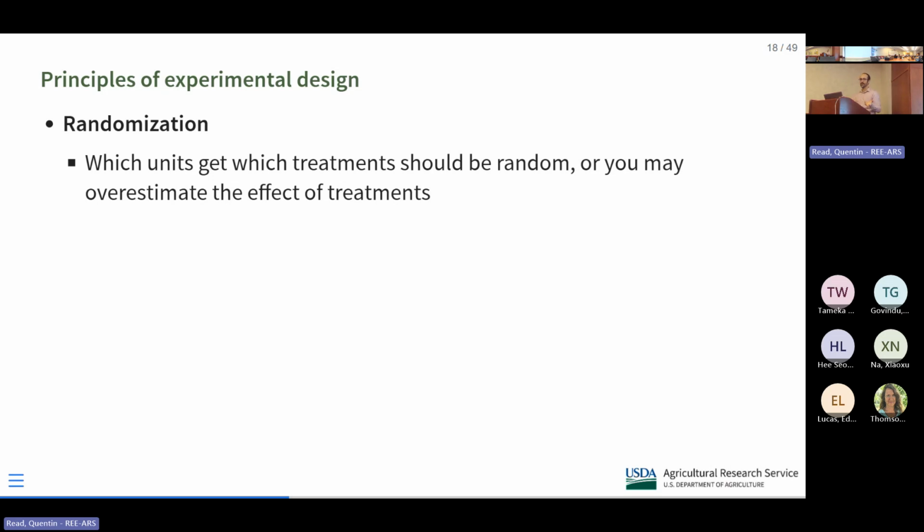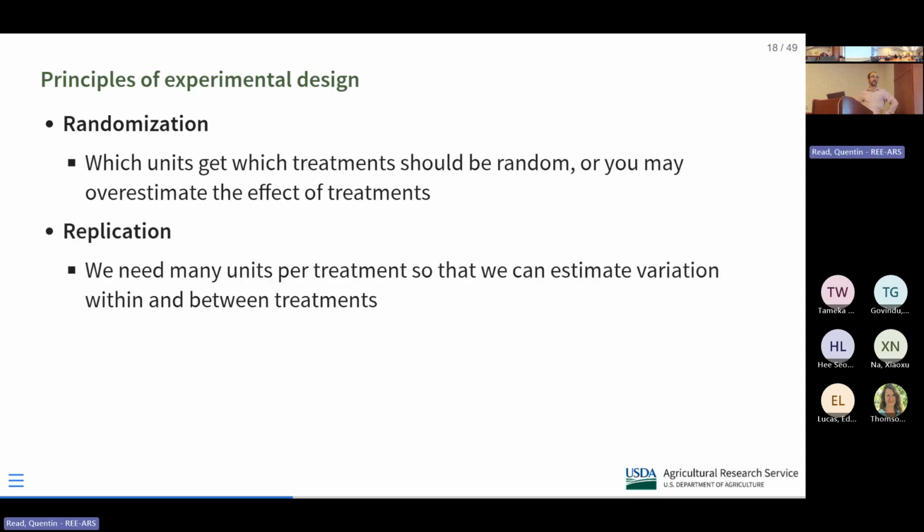People were like, a deck of cards, what are you doing? That's not very scientific. But as it turns out, if you don't have each unit have an equal probability of being assigned to each treatment, you may overestimate or underestimate the effects of treatment. So it should be random.